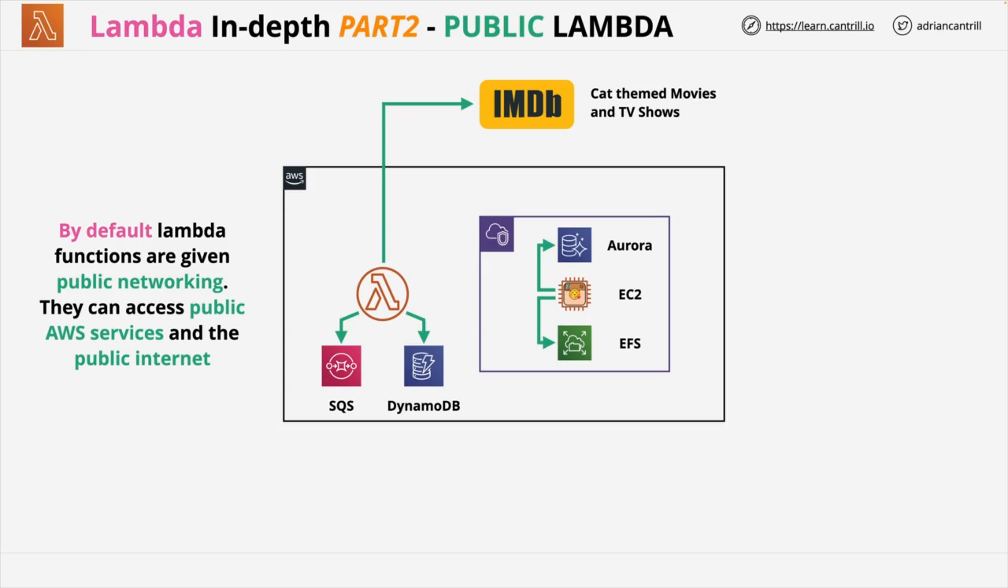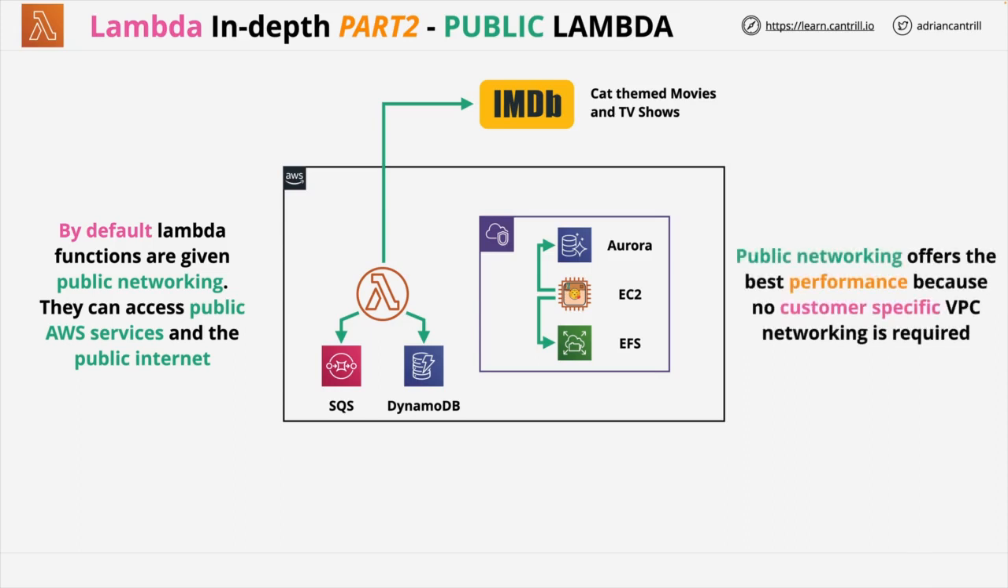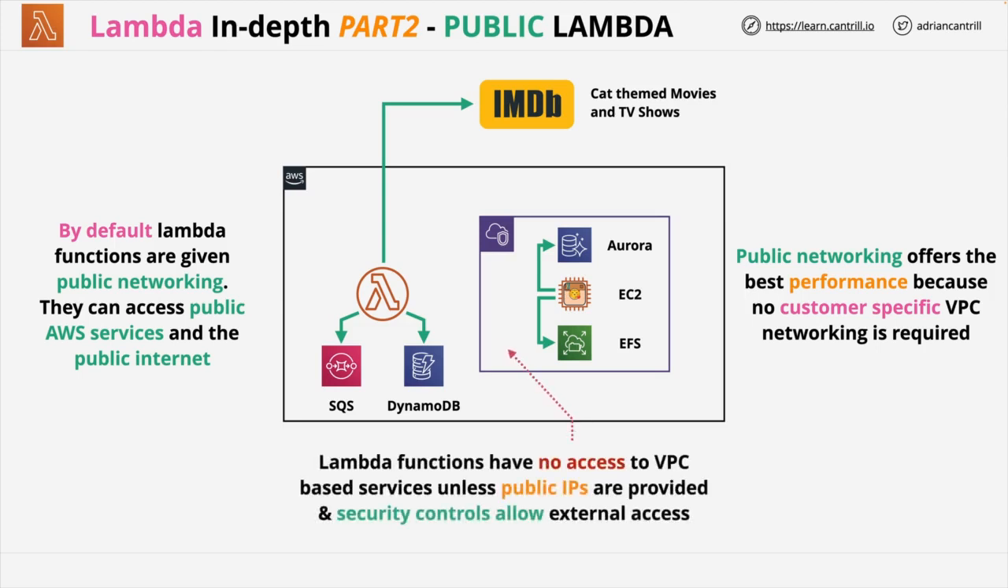Now, public networking offers the best performance for Lambda because no customer-specific networking is required. Lambda functions can run on shared hardware and networking with nothing specific to one particular customer. But this does mean that any Lambda functions running with this default have no access to services running within a VPC unless those services are configured with public addressing as well as security rules to allow external access. So this is a big limitation that you need to understand for the exam.